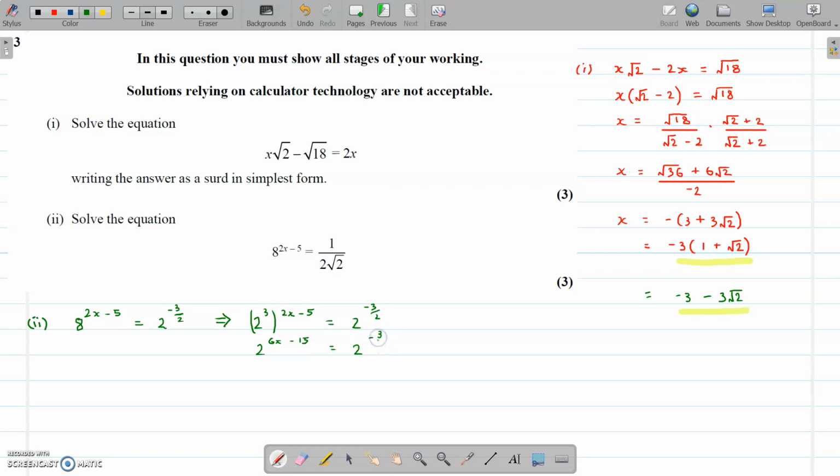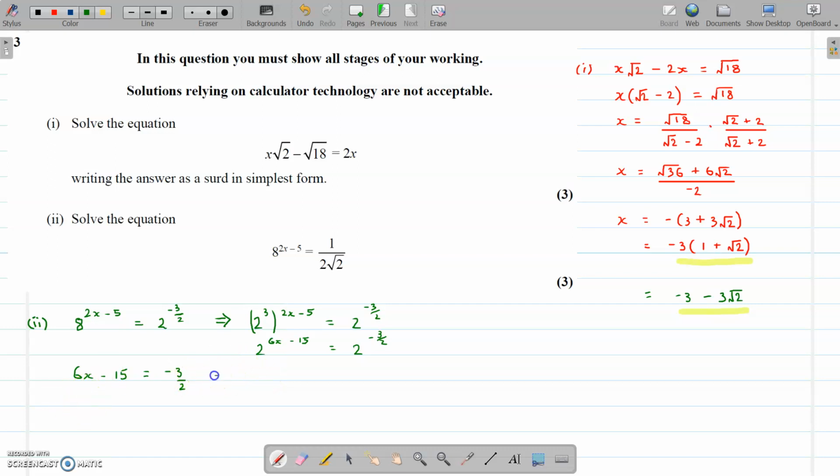Okay, and because you've got a common base of 2, you can just remove it, and you can say that it logically follows that 6x minus 15, in other words, the power of the left-hand 2 must be the same as the power of the right-hand 2. And then you've just got to solve that linear equation. So double both sides to get 12x.